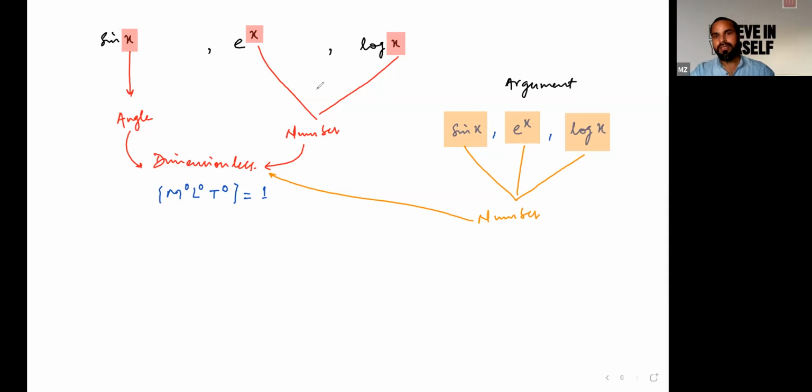So we can conclude from this particular expression that whether it is the angle or the argument, both will be dimensionless terms. So put the dimension to be 1 and try to obtain the rest of the part. Okay? Is it clear? Yes, sir.